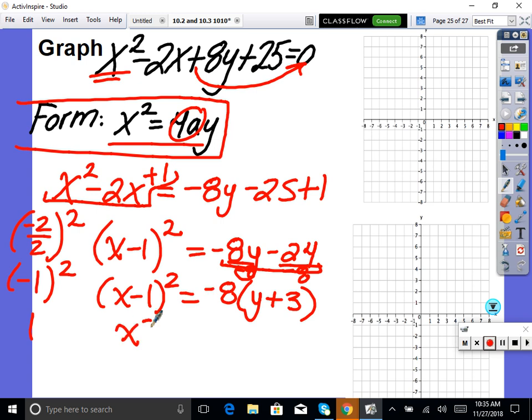x squared equals -4ay. There's our shifted form. So now we would graph it like normal. Wouldn't we just graph x squared equals -8y? Remember how we graphed that? And then we just shifted it all. You guys are kind of looking confused. Do you want to do another one?